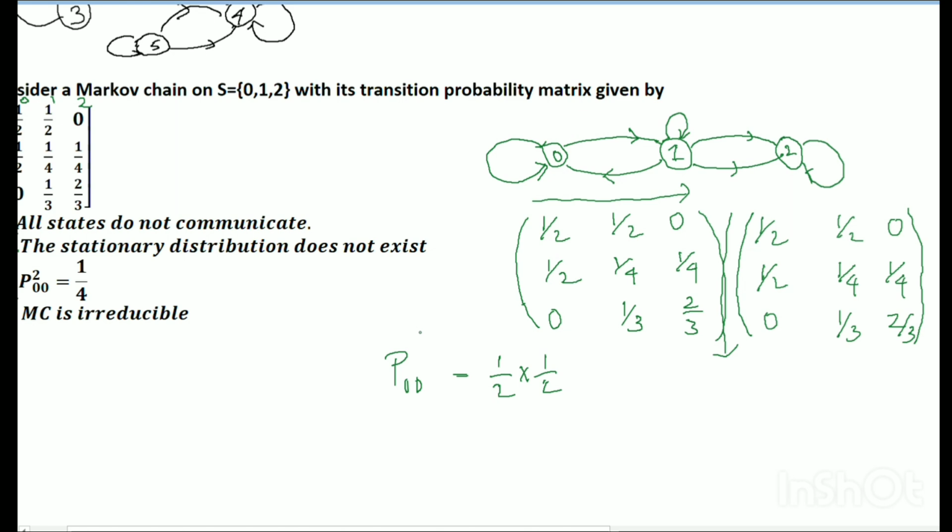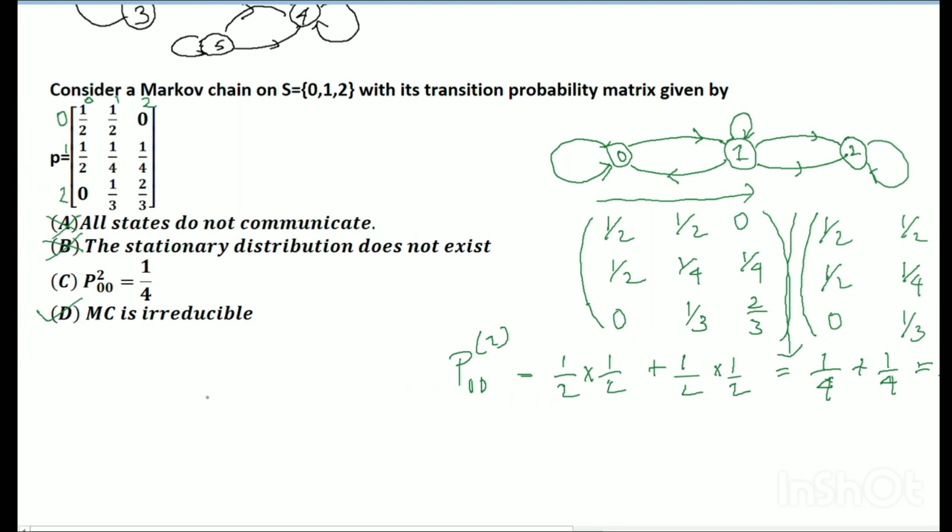I am just writing here half into half plus half into half, plus 1 by 4 plus 1 by 4 equals 1 by 2. So it is not 1 by 4. So this option C is the wrong option. Only D is correct. Thanks for watching.